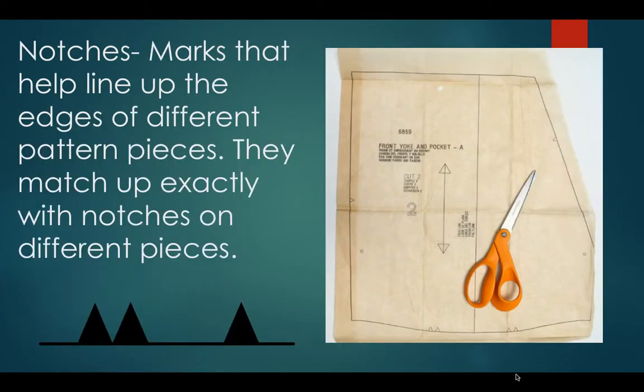Notches are the next pattern symbol I want you to know. They help line up the edges of different pattern pieces together. They match up exactly with the notches on a different piece of pattern. I have a couple of these right here. They're usually triangles. They do double triangles, they do single triangles, and they even do 3 triangles to help you know which pattern piece to connect them. Here's another one here and here.